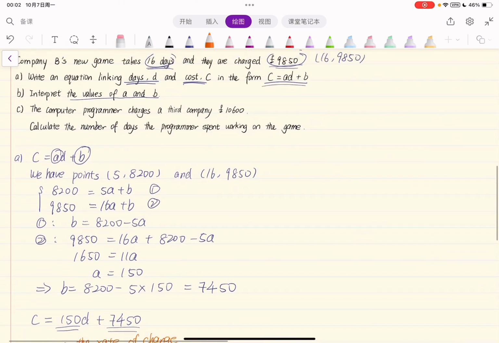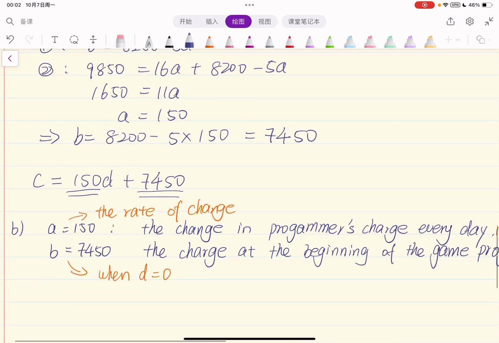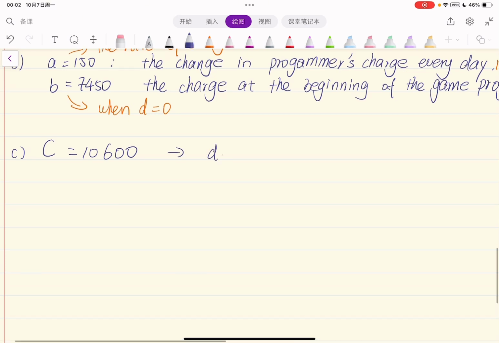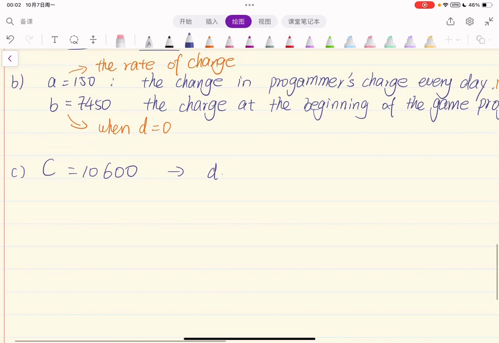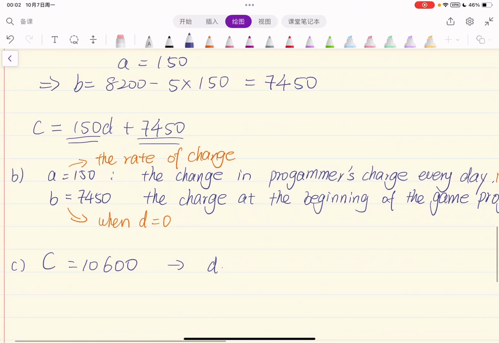Now look at part C. Part C says that the computer programmer charges a third company 10,600 and asks you to calculate the number of days the programmer spent working on the game. Which means C equals 10,600, and you need to calculate D, so we can substitute C equals 10,600 into this equation.